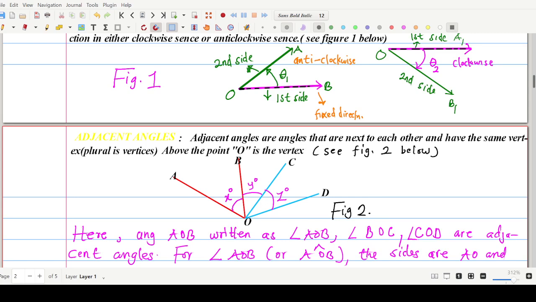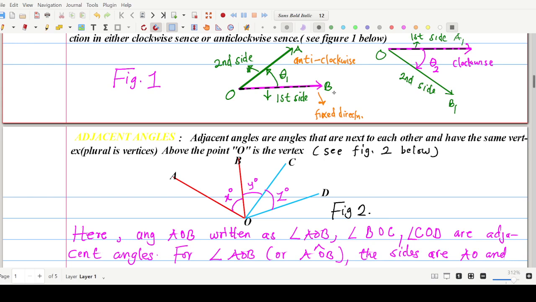The plural of vertex is vertices. Now, in figure 1, the point O is called a vertex. Can you see that? This point O here is called a vertex. The term adjacent is not used for only one angle. It must be two and above. So adjacent angles are angles that are next to each other and have the same or a common vertex point. Example, look at figure 2 here.